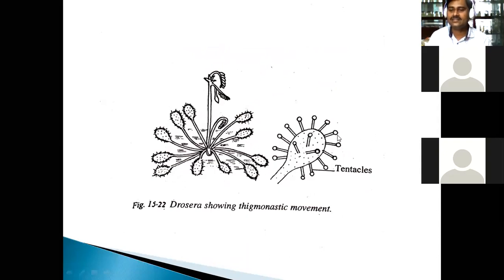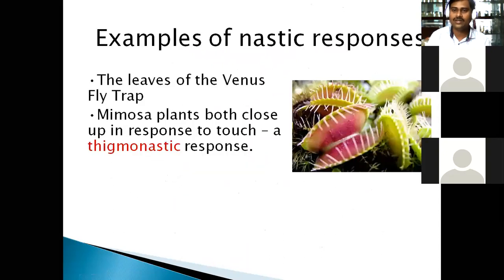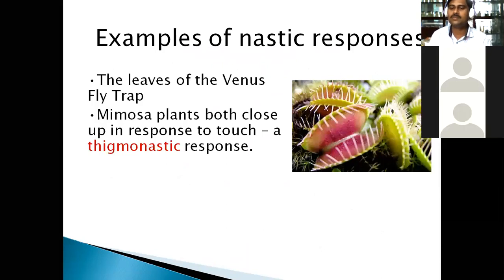It has tentacles, and these tentacles are sometimes slightly poisonous in nature. When an insect reaches these tentacles, it is trapped and undergoes death, and afterwards the nutrients are absorbed by these tentacles. Tentacles absorb the nutrients. So this is also called Drosera. This is another insectivorous plant showing nastic movement. The Venus flytrap and the mimosa plant both respond to touch. So generally we get confused between the seismonastic and haptonastic movements.